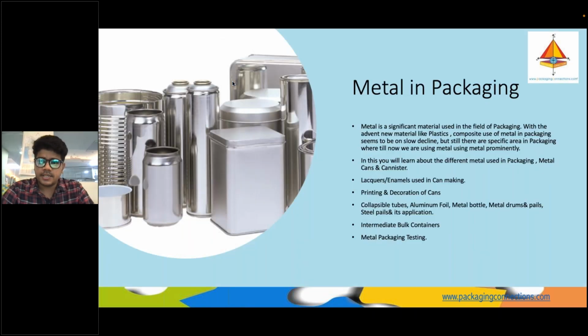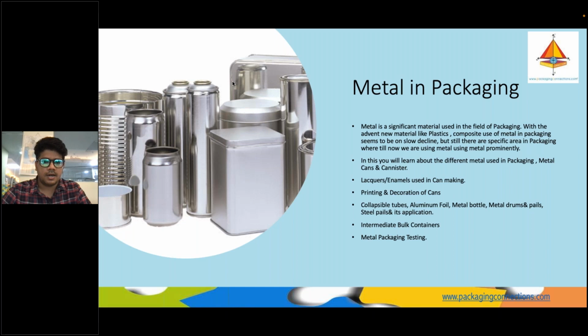Now the next chapter is about metal in packaging. Metal is a very significant material in the field of packaging. But due to new innovations and the advent of new materials like plastics and composites used in the packaging industry, which are replacing the metal, there are still some specific areas in our industry where metal is used very prominently.